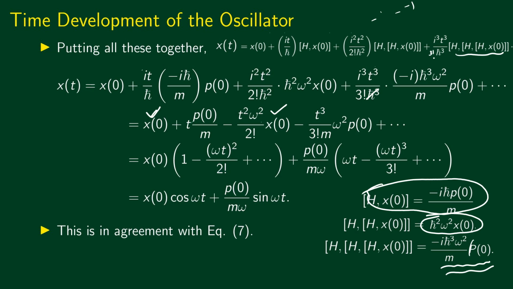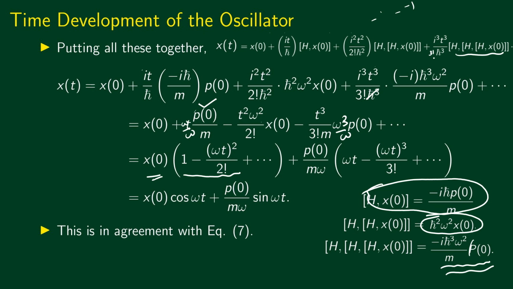Alright. So we can pull this x of 0 outside and we are left with 1 minus omega t squared divided by 2 factorial, and then there are the higher order terms which we haven't written down here. Alright. And the terms involving p of 0 are this one and this one. Now if you look at this, there's no omega in this term, whereas in this term there is an omega squared t cubed. It would be nice if it was an omega cubed here. So we can write this as omega cubed divided by omega. And here also we can write this as omega divided by omega.